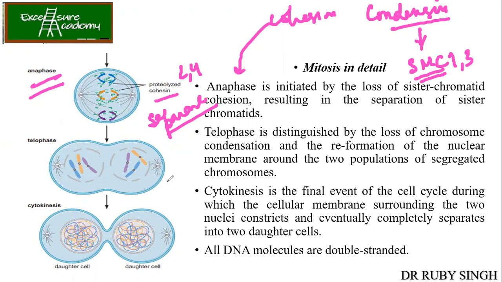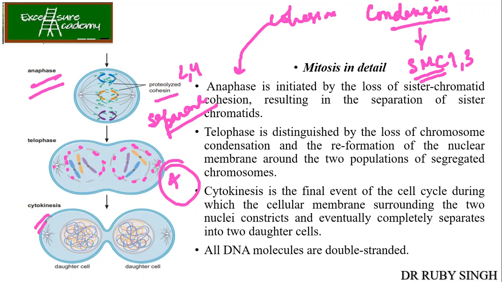Now, coming to the telophase, the fourth stage of mitosis. It is distinguished by the loss of chromosome condensation and the reformation of the nuclear membrane around the two populations of segregated chromosomes. So here what you will see is that the length of the cell has increased, centrioles have reached the opposite poles, and both sets of chromosomes have been equally divided in the opposite poles. You can see that the nuclear membrane is reappearing. Okay, so it is coming back.